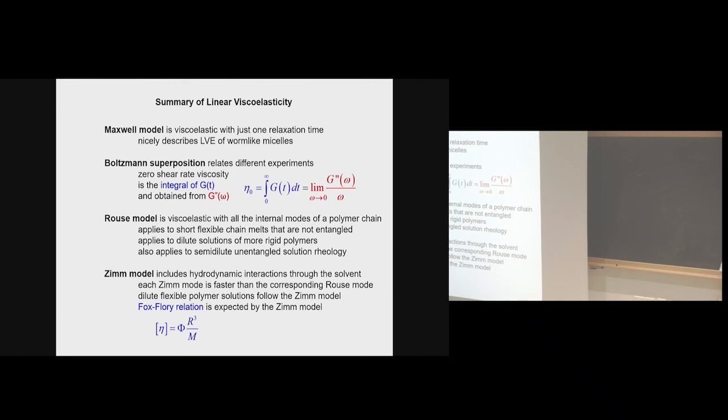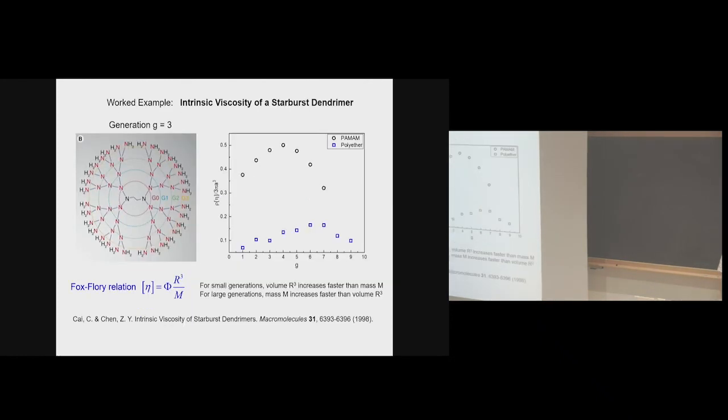And then I'd like to conclude with a very simple example of what you might use the Fox-Flory relation for. You can calculate the intrinsic viscosity. So these are for what are called starburst dendrimers. There's a nice example of a starburst dendrimer at generation 3 over there. You can imagine by the time you get out to generations of 7 or 8 or 9, things get really crowded on the surface, right? And so the intrinsic viscosity of dendrimers, as a function of generation number, always shows a maximum.